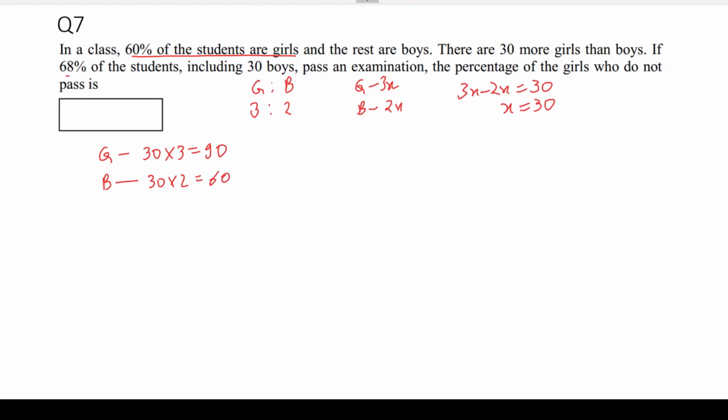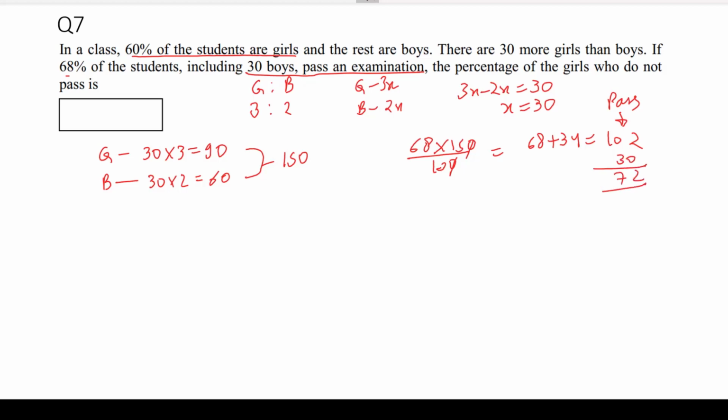If 68% of the students including 30 boys pass the examination, the total number of students is 150, out of which 68% pass. 68% of 150 will be 1.5 times 68 plus 34, which equals 102. This means 102 students pass the examination, out of which 30 are boys. Hence 72 girls pass the examination.